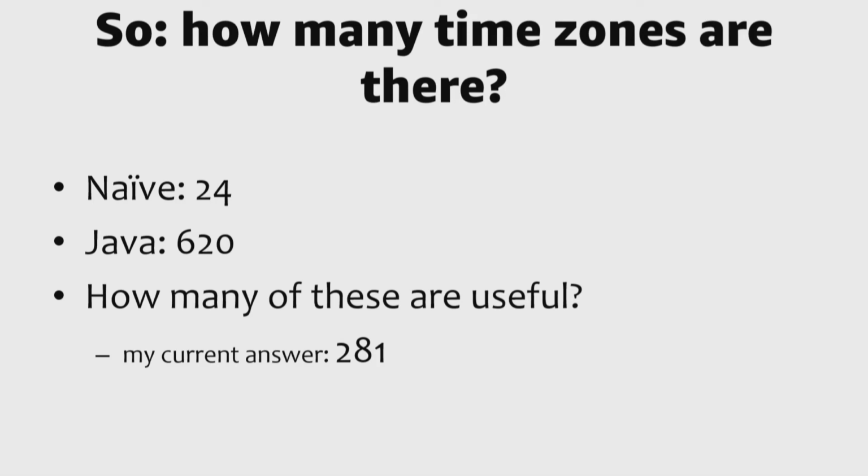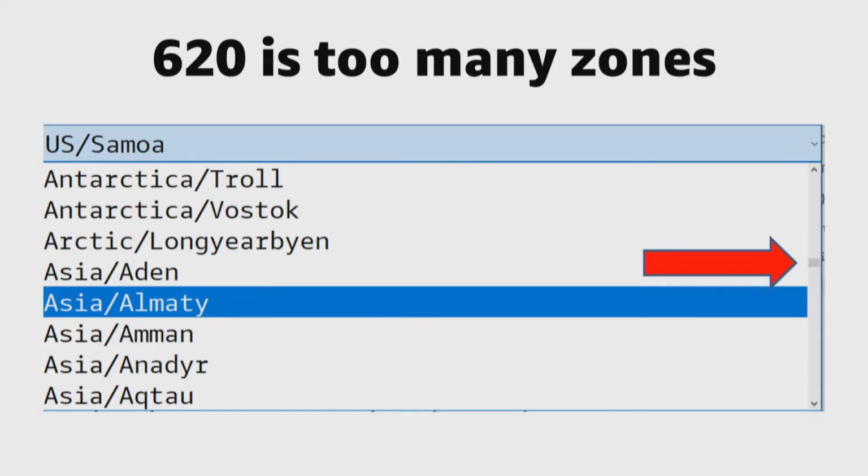And the first problem that you face is that there are not 24 time zones in the world, even though there are 24 hours in a day. In Java and the IANA time zone database, there are over 600. How many of those are really useful time zones? Well, the answer is not 620. My current answer varies depending on how the time zone database is mutated most recently. This slide says 281, but I haven't actually looked in a long while. And the problem is that 620 is too many.